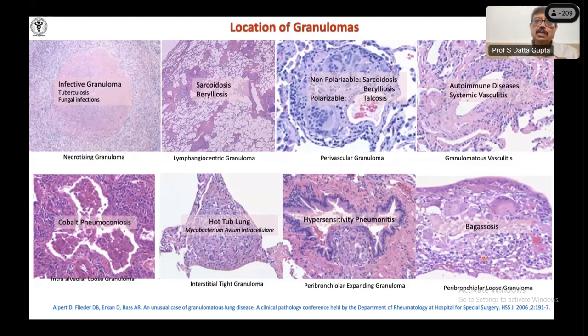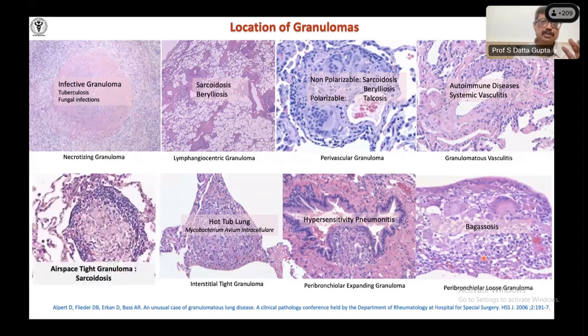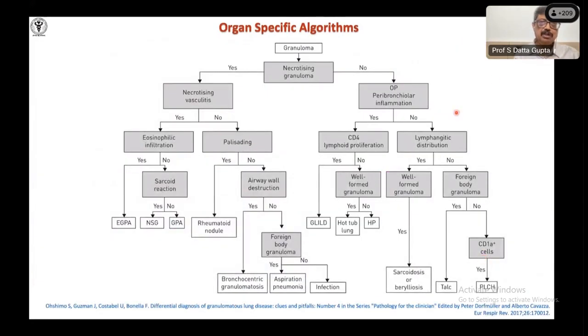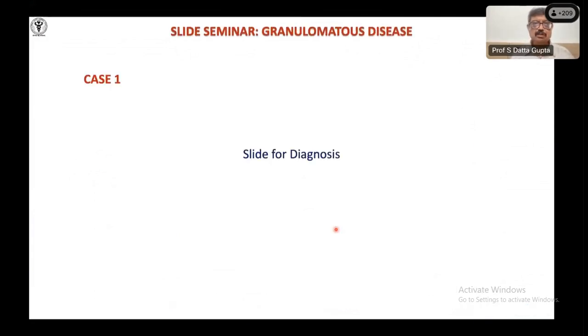But these are not typically seen in all of these cases. You may see a case of sarcoid without these typical findings. Please remember that. You have to use the clinical, radiological, and other findings available with you. In fact, there are various algorithms in which you can look at these granulomas. So we come to the first case, case one. Kiran, can you just take it up, please?